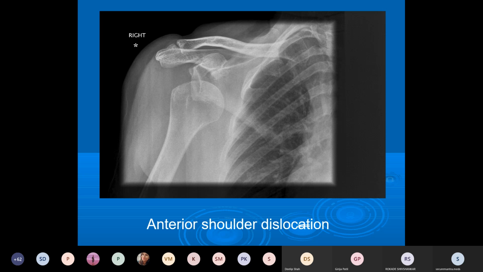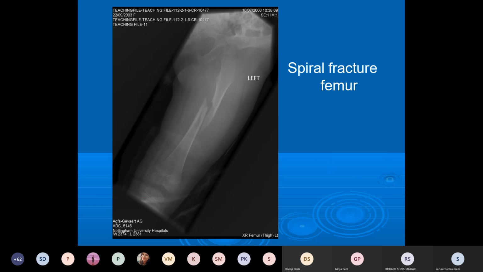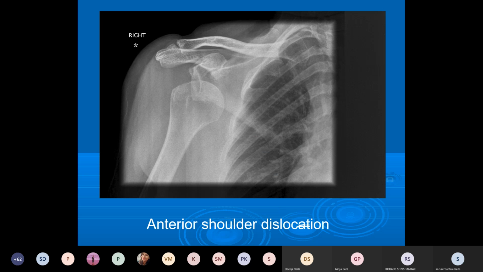Now, this is a shoulder X-ray, and the humeral head is not in proper opposition with the glenoid cavity. So it is a dislocation because it is not slightly displaced from the position, but it is completely dislocated. So it is an anterior shoulder dislocation.